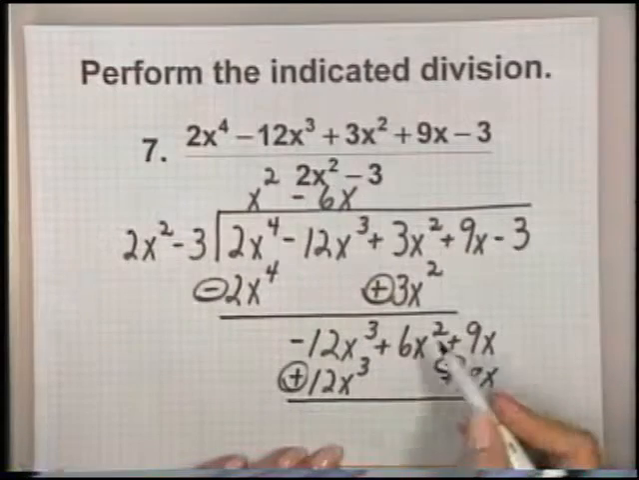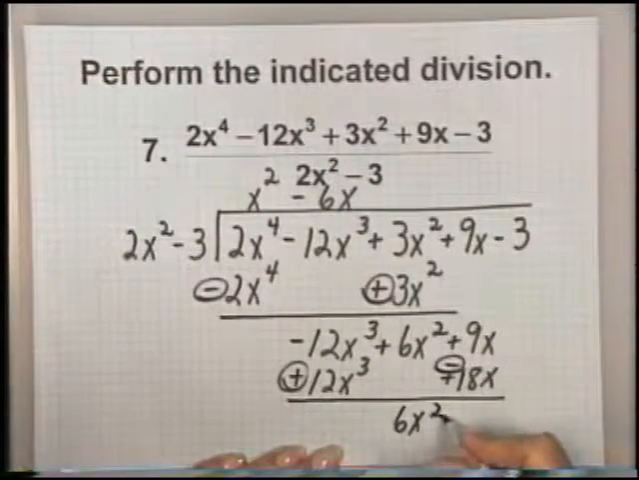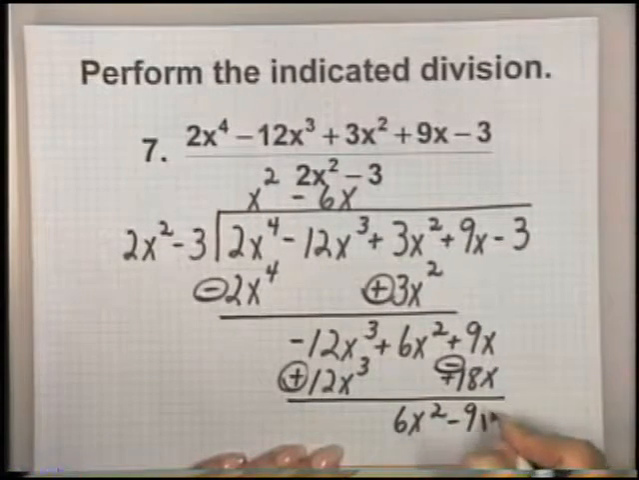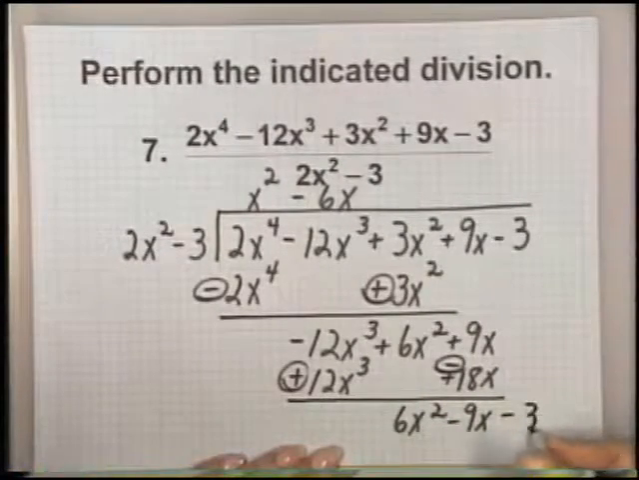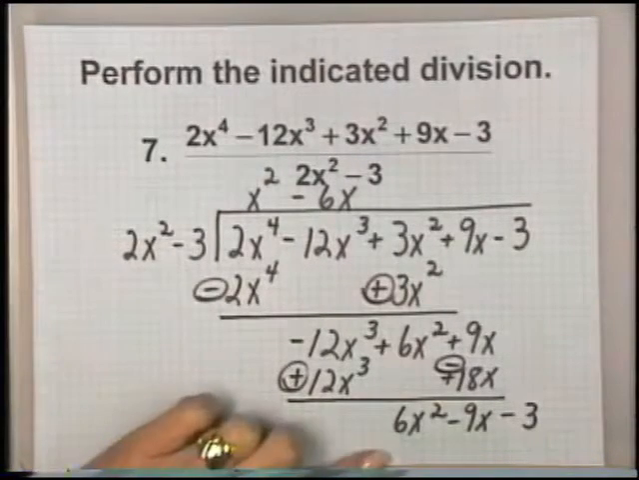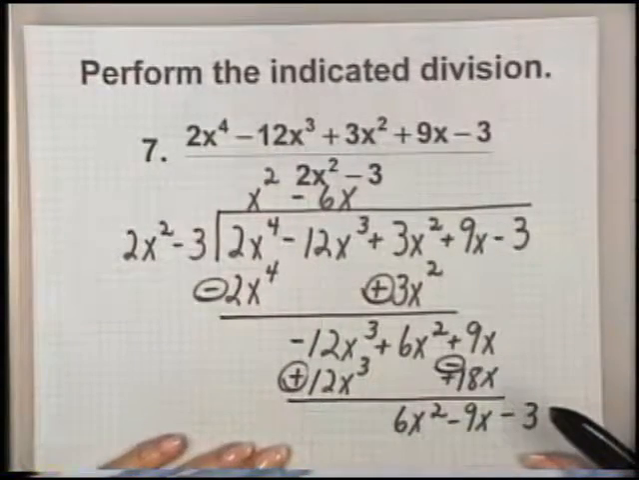Minus 12x cubed plus 12x cubed is 0x cubed. 6x squared plus nothing is 6x squared. 9x subtract 18x is minus 9x. And now let's bring down the minus 3. Now let's divide 2x squared into 6x squared.